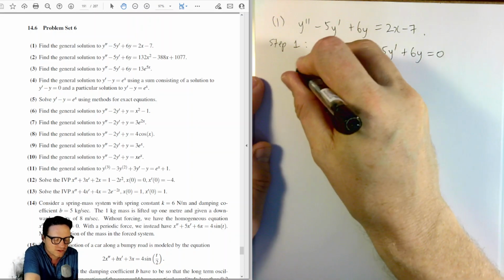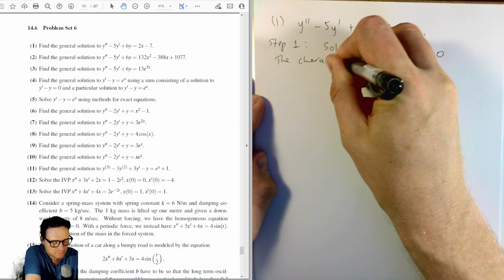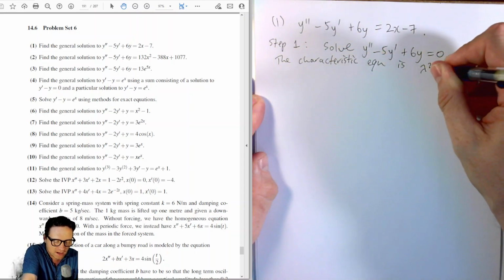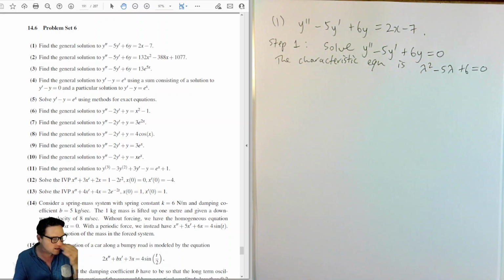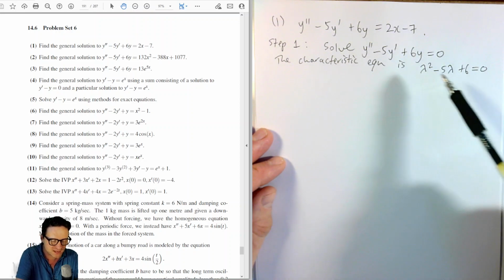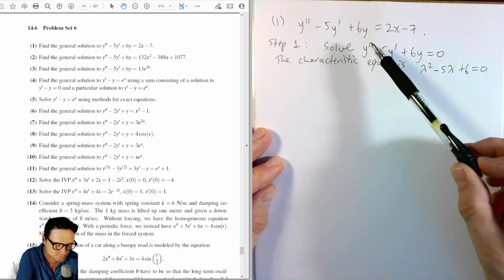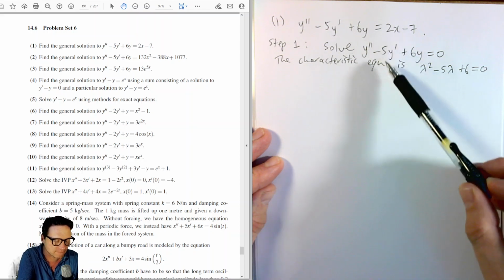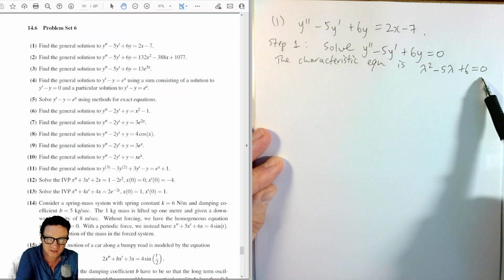Okay, so we write the characteristic equation. So the characteristic equation is lambda squared minus 5 lambda plus 6 equals 0. So what I've done there is I've just looked at the coefficients 1, minus 5, and 6, put them there, there, and there, and next to those is lambda to the power of the number of times we differentiated that y. Okay, so twice, once, and no times. And there we have the characteristic equation.